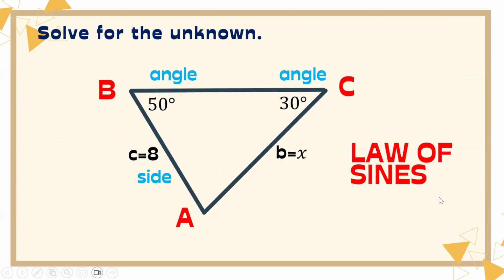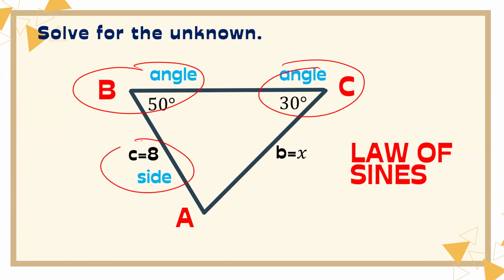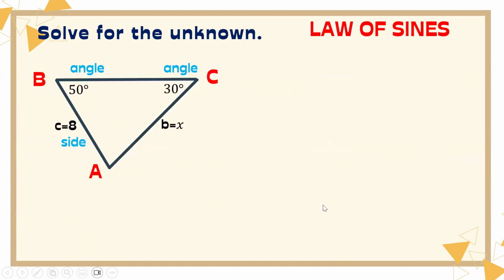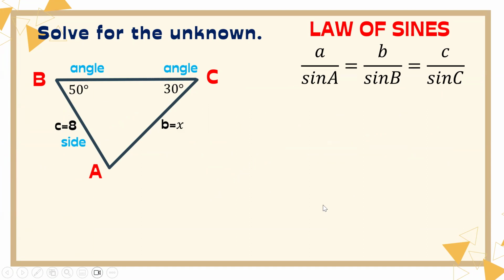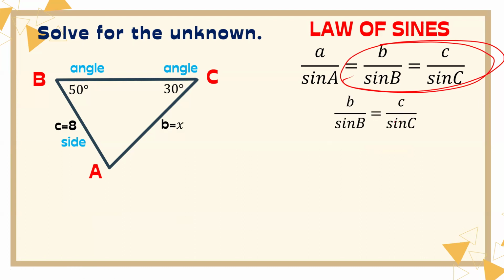Okay, so let's do another problem. You have this triangle ABC, and you're given angle B 50 degrees, angle C 30 degrees, side c 8, and we are asked to solve side b. So we have two angles and one side, so we would be using the law of sines to solve for side b, right? We have sides b and c given, so we'll be using this equation.